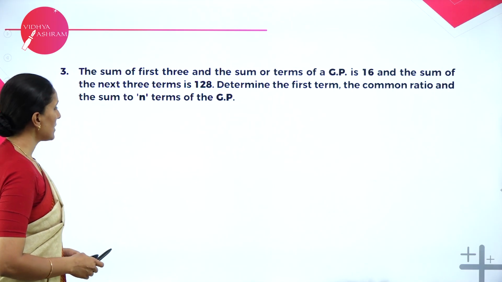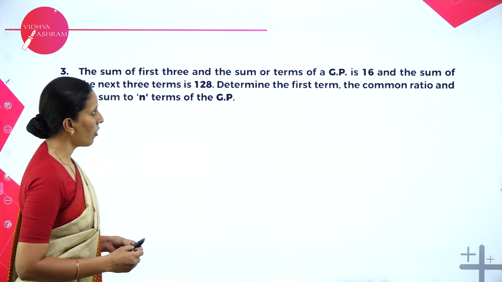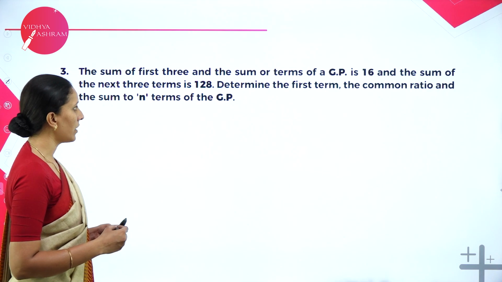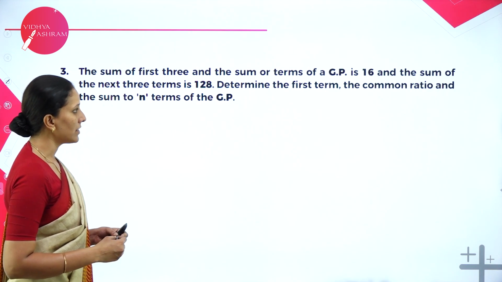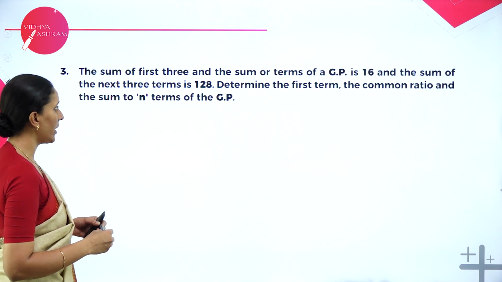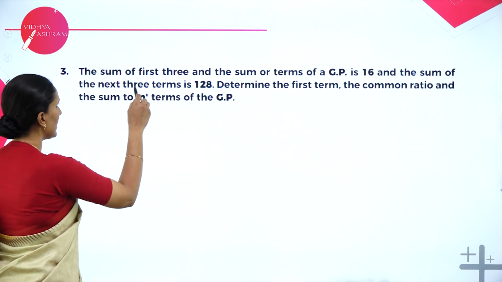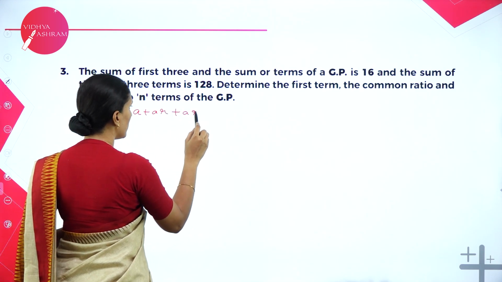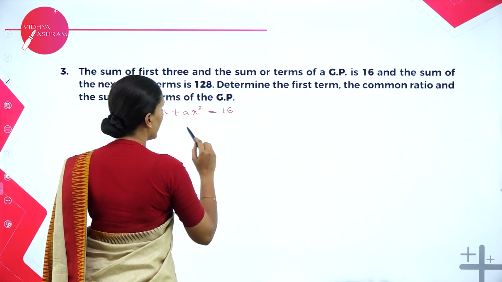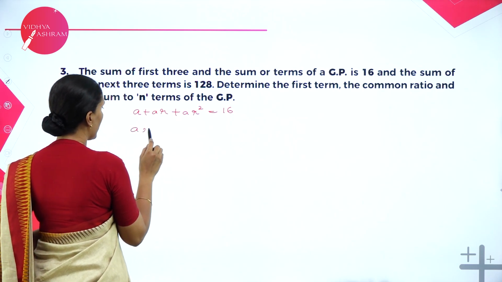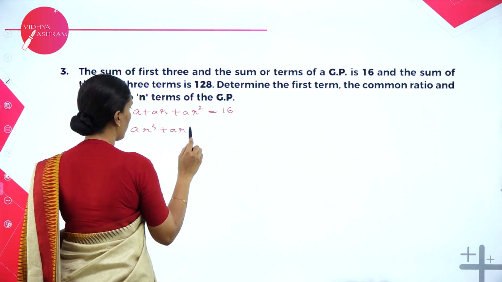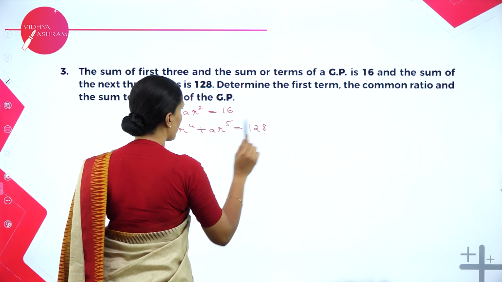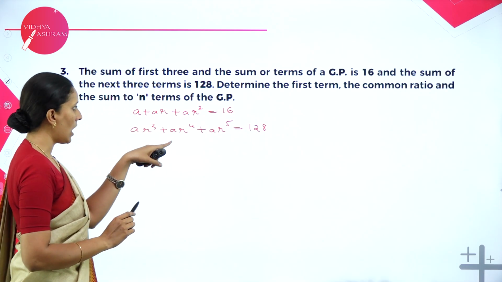Next question. The sum of first 3 terms of a GP is 16, and the sum of the next 3 terms is 128. Determine the first term, common ratio, and the sum of n terms of the GP. So first 3 terms is A plus AR plus AR square, which is 16. Next 3 terms, AR cube, AR power 4, AR power 5 is equal to 128. Now we need to find out A, R and the sum.